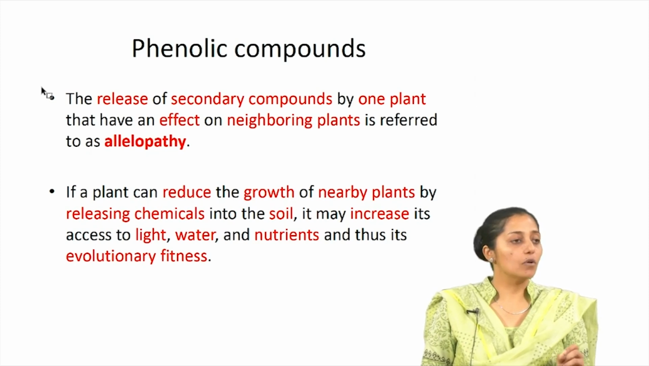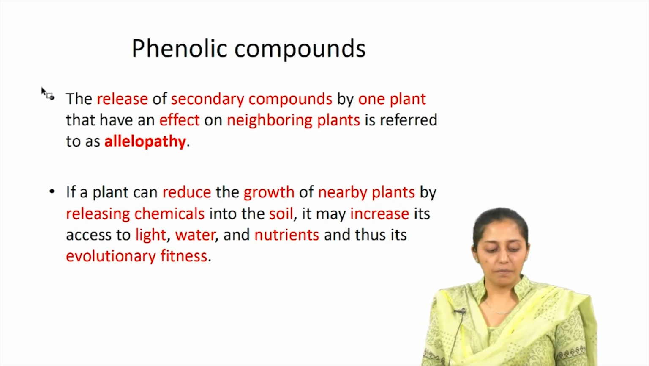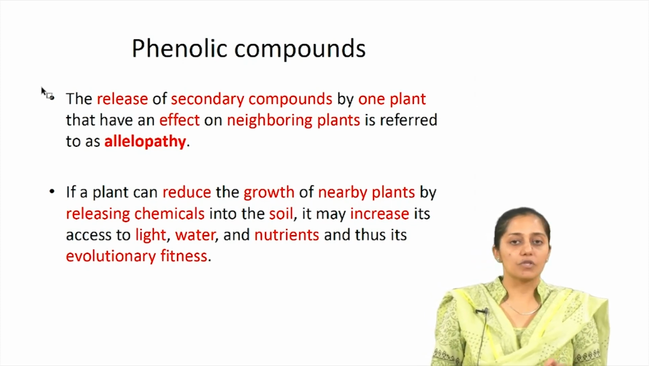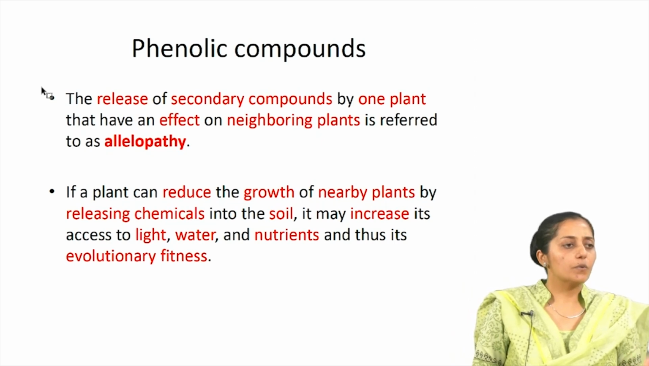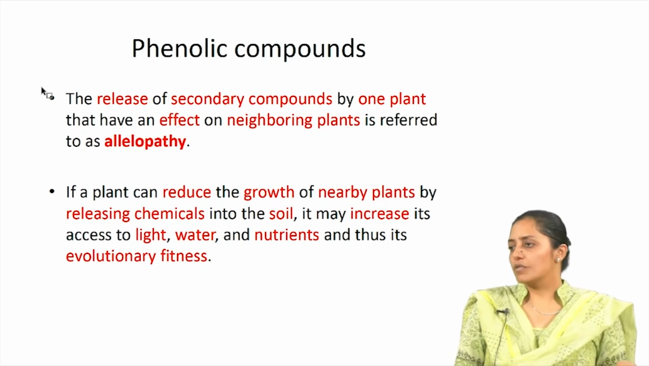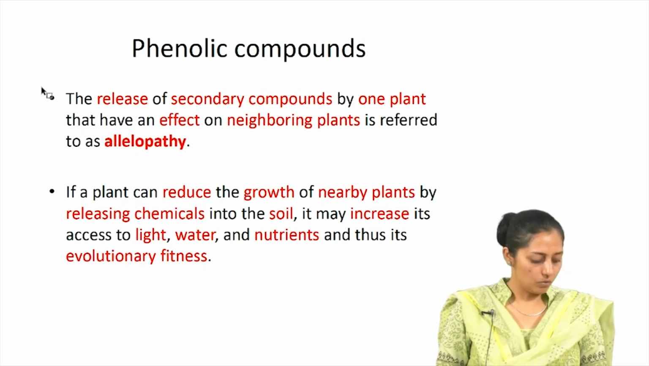So the release of secondary compounds by one plant that have an effect on neighboring plants is called allelopathy. If a plant can reduce the growth of nearby plants by releasing chemicals into the soil, it may increase its access to resources over its competition. So it would like to reduce the growth of the nearby plants. So secondary metabolism also plays a role there.